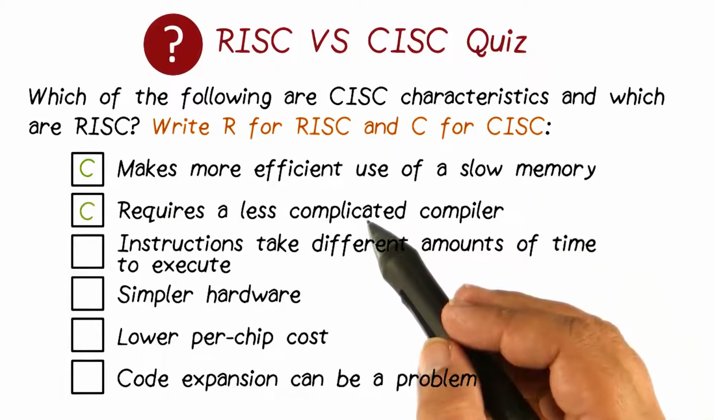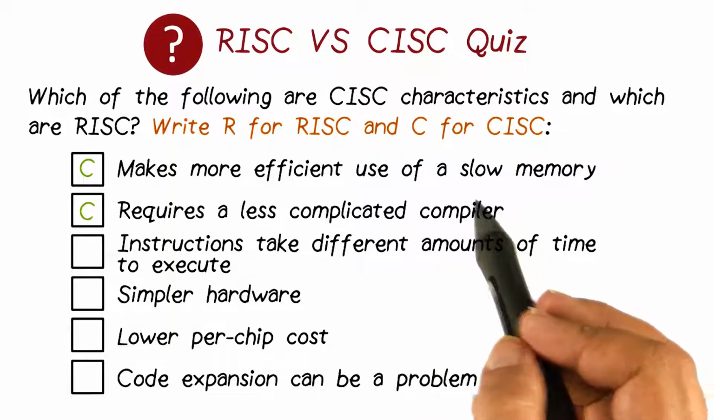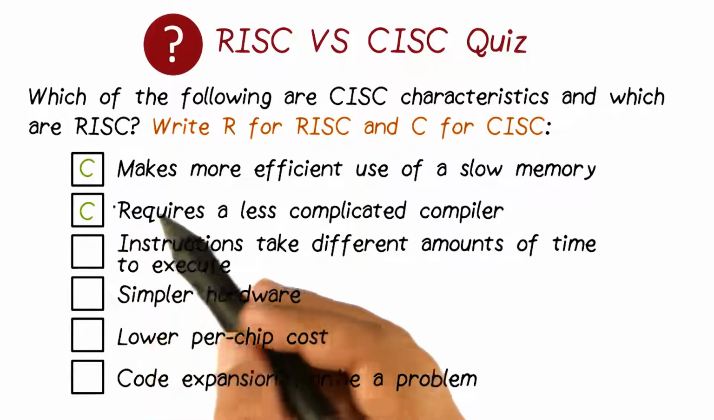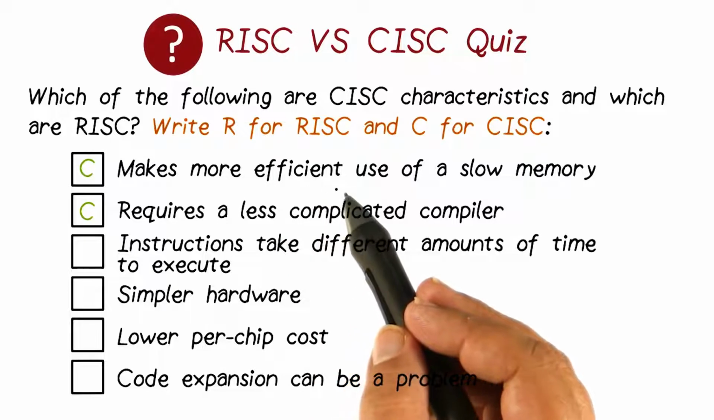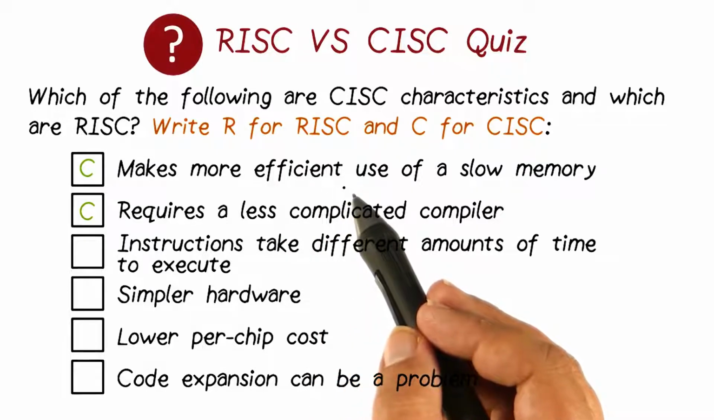Okay, so the next question is, which one requires a less complicated compiler? And the answer is again CISC. CISC instruction sets can be written to match the constructs of the high-level languages. This means the compiler doesn't have to be that sophisticated or complicated.